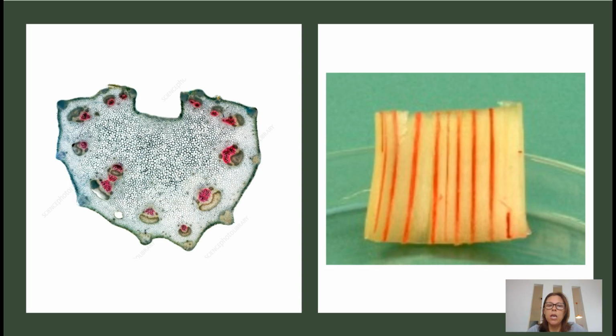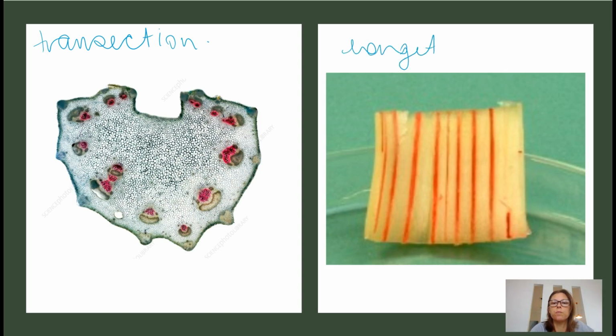If we have a look here, the one to the left is your transect. And this one is your longitudinal. You can see here that the dye has moved up, and we can see that red dye in the parts of the plant. That is where the water has moved up through the xylem. And if you look on the right hand side here, you can see that those lines go the whole length of that celery stem.